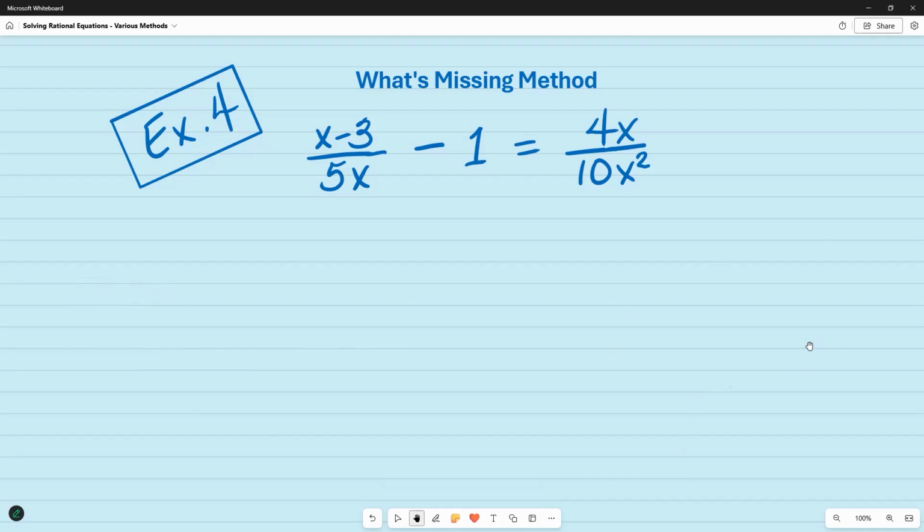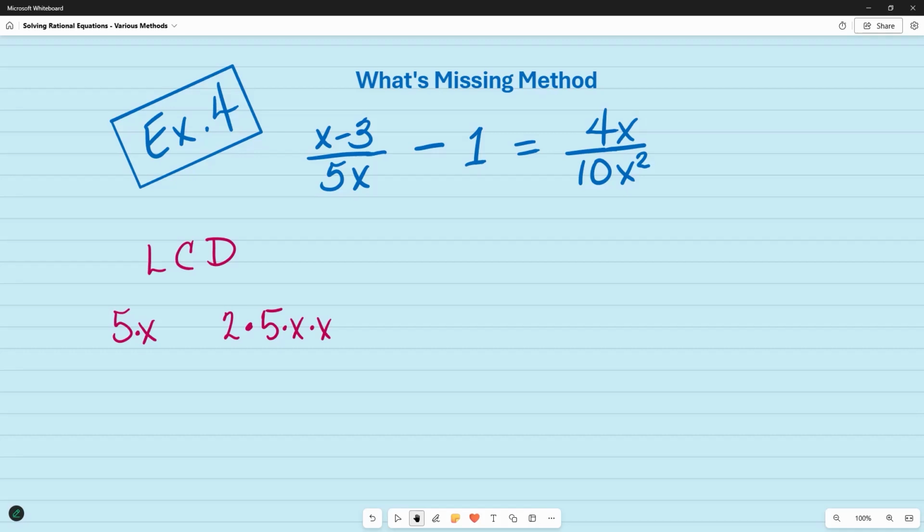So for example 4, I call this the what's missing method. What you're looking for is what's missing in the denominators. So that means that we're going to try to find our LCD. What I usually do is color code. I want something in common with that 5, so I'm going to break that 10 down, and then I notice I have x squareds. All of these are multiplying times each other. So I like to color code so I can clearly see what's going on.